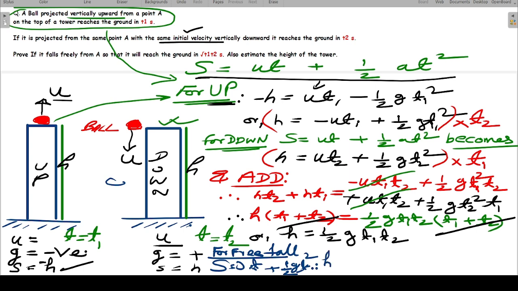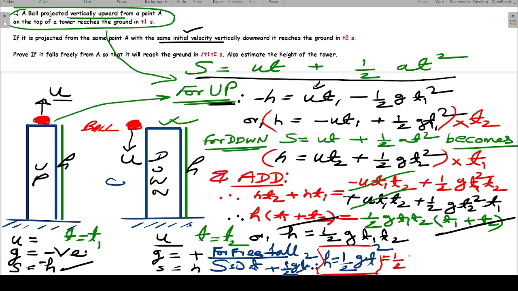So from here putting the value s equal to h, and the ut will be cancelled because initial velocity for the dropping case is always 0. So we are left with h equal to half gt square. And above in black color we have already derived that h equal to half g t1 t2. So just equate both the equations, right? H equal to half gt square will be equal to half g t1 t2, right?